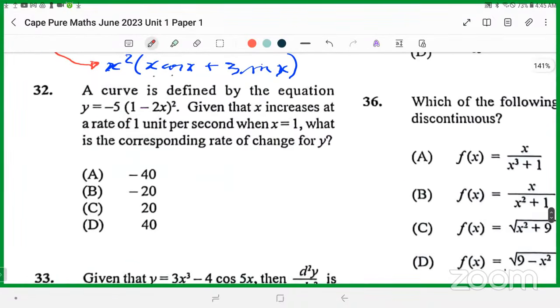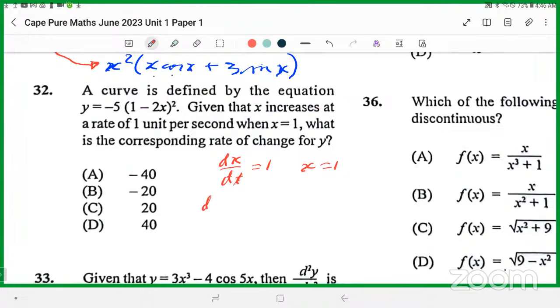This one says a curve is defined by that equation, given that x increases at a rate of 1 unit per second. So this x increases at a rate of 1 unit per second. That means dx by dt is equal to 1. All right. When x equals 1, what is the corresponding rate of increase of y? They're asking for dy by dt.